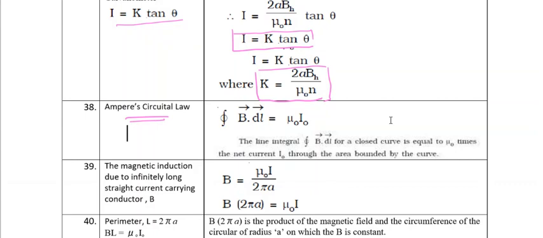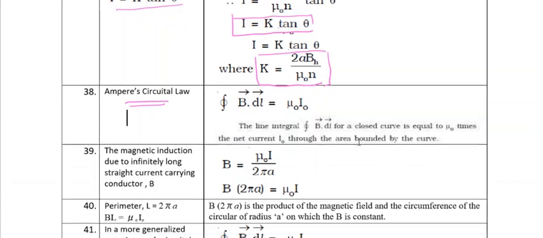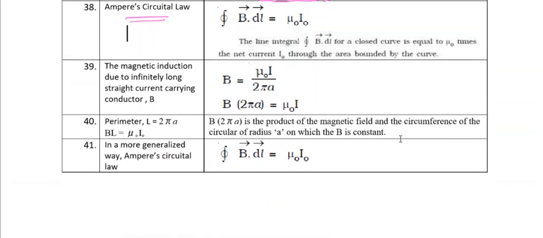Circuital and circuit means closed. And then magnetic induction due to the infinitely long straight current carrying conductor. This we already know. So B is equal to mu 0 I divided by 2 pi A. And here B of 2 pi A, we can multiply this, that is equal to mu naught I. So you can equate this.